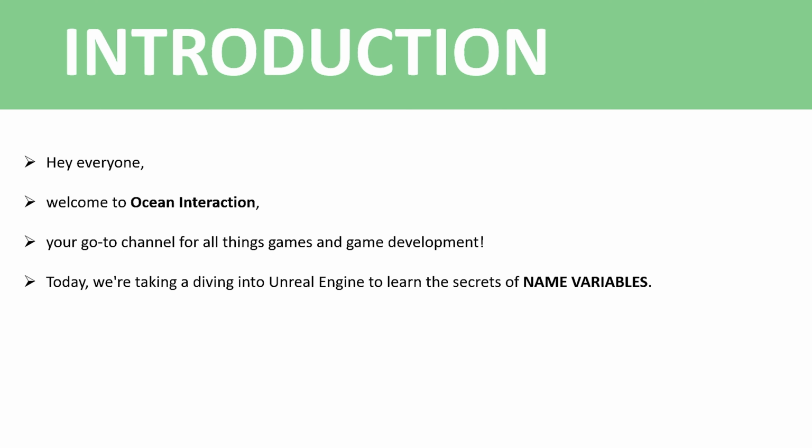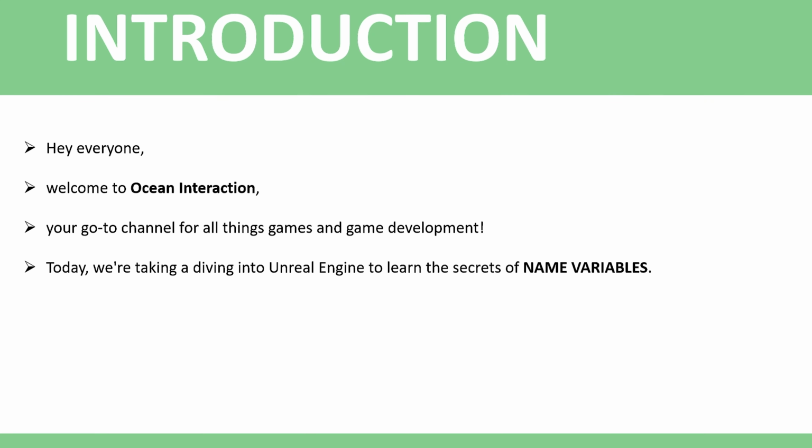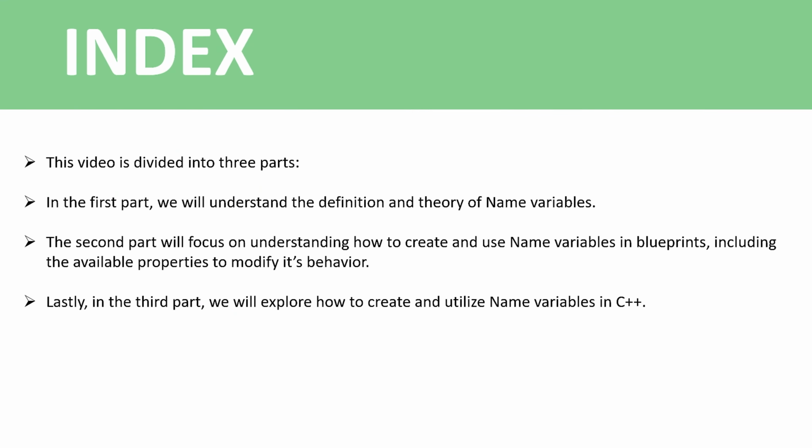Today we are taking a deep dive into Unreal Engine to learn the secret of name variables. This video is divided into three parts. In the first part, we will understand the definition and theory of name variables. In the second part, we will focus on understanding how to create and use name variables in blueprints, including the available properties to modify its behavior. Lastly, in the third part, we will explore how to create and utilize the name variables in C++.